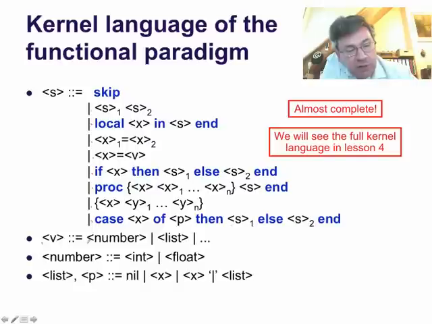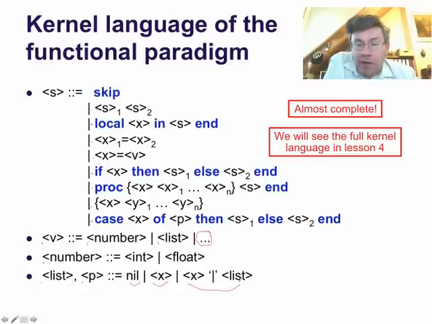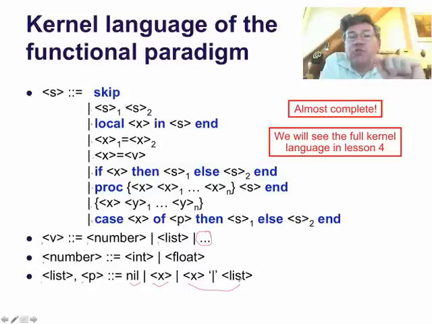We have values that are numbers or lists. A few other things that we have not yet introduced. The numbers can be either integers or floats. Lists and patterns are of this form, so either nil or some variable or some list-based pattern. So this is the kernel language you've seen up to now. It's almost complete, and we will see the complete one in lesson 4. So now we're going to see the definition of append, and then we'll see its translation into kernel language, and we'll see why this shows that it's tail recursive.